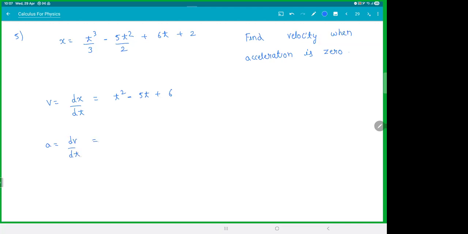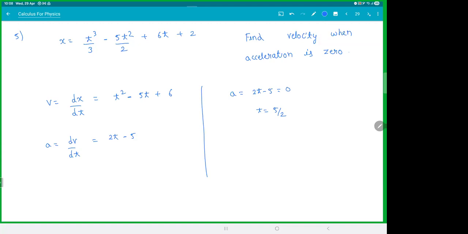T square का differential, 2t. 5t का differential, 5. Great. Now he's saying acceleration is 0. So when a is 0, 2t minus 5 is 0. We got the time is 5 by 2. So indirectly the question is: find the velocity when time is 5 by 2. You getting it? That's what is being asked.